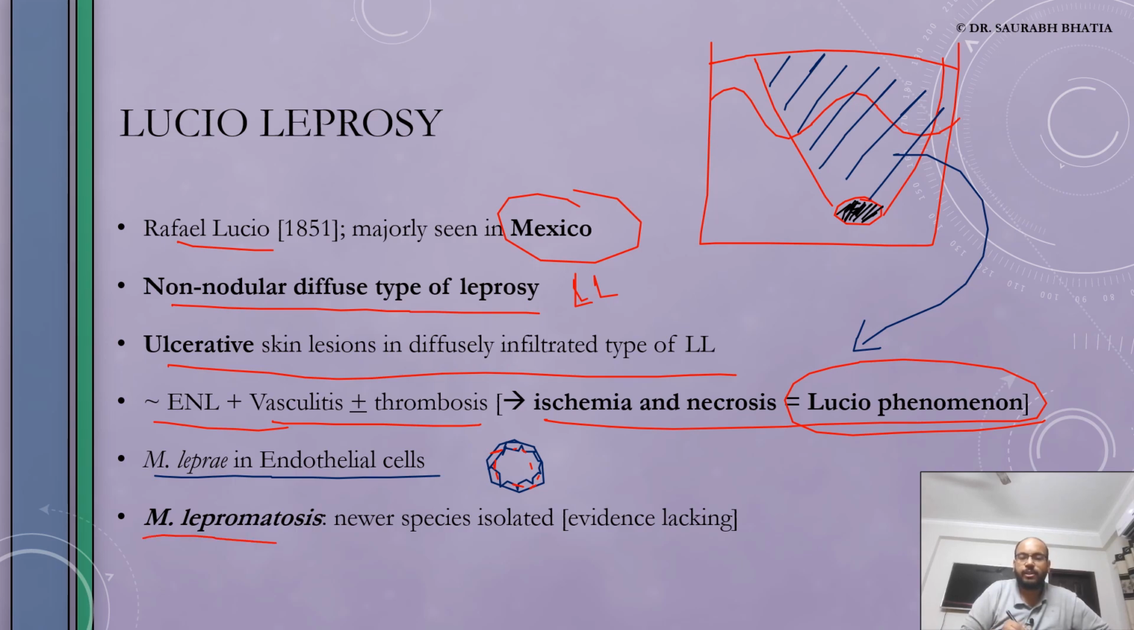In some of the studies, a newer species was isolated, and they named it Mycobacterium lepromatosis, but the evidence is lacking that it is only in lepromatosis that you see Lucio phenomenon. Usually we see it in M. leprae also, but this could be a good quiz question. M. lepromatosis is implicated in Lucio leprosy.